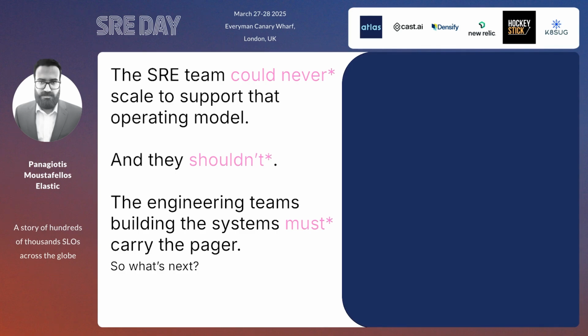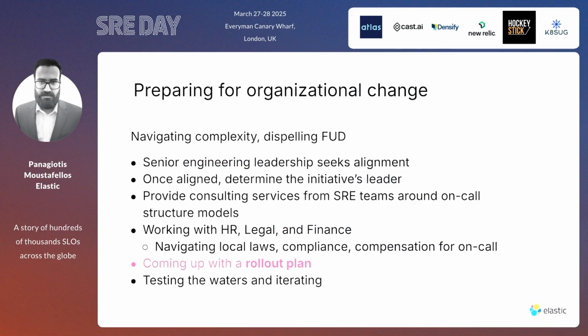What we needed to come towards was getting the engineering teams responsible for building the systems to be able to carry the pager and not drown in alerts or toil. So what's next? We had to prepare for organizational change. Imagine that Elastic a few years back did not have developers on call unless for specific escalation scenarios. Today, every engineer that operates a service at Elastic Cloud is on call for their service. Suddenly, carrying a pager came with a lot of anxiety for engineering teams. So we had to navigate that type of complexity and dispel some fear, uncertainty, and doubt.